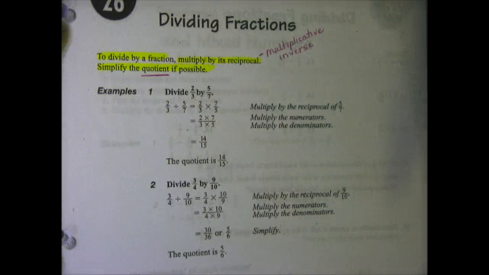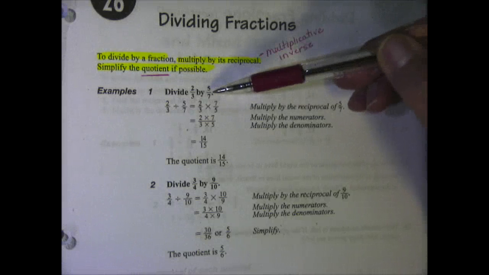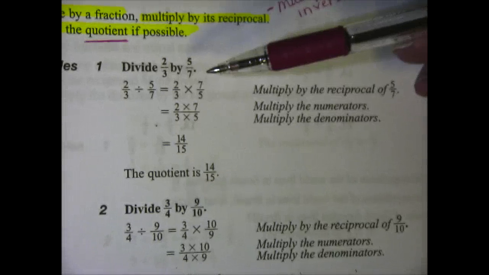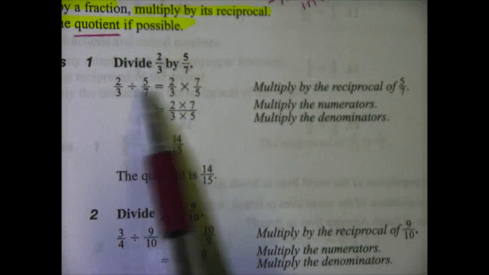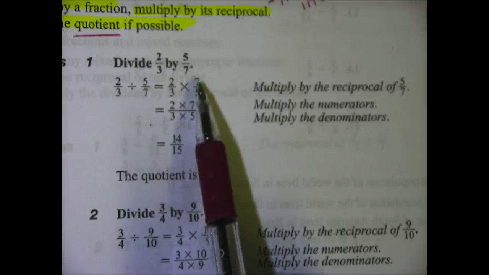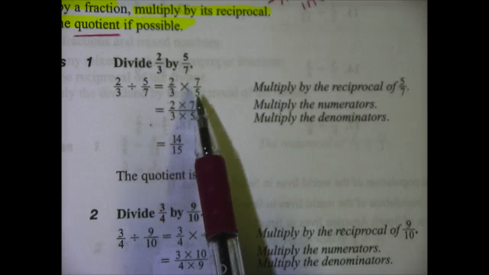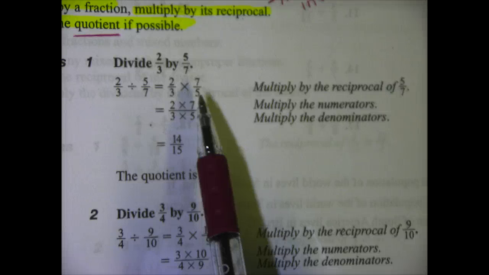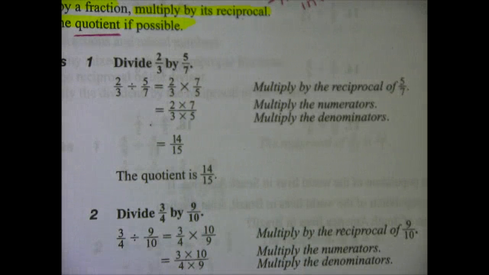Let's take a look at the examples. In example 1, we're dividing 2/3 by 5/7. Remember that when we do this, we have to leave the first fraction the same, change the division to multiplication, and change 5/7 to its reciprocal or multiplicative inverse. Once you've done that, you follow the same rules as you do when you multiply fractions. Those of you who like to simplify, cross-simplify before multiplying, you may do that. Those of you who don't may go ahead and multiply and then simplify.